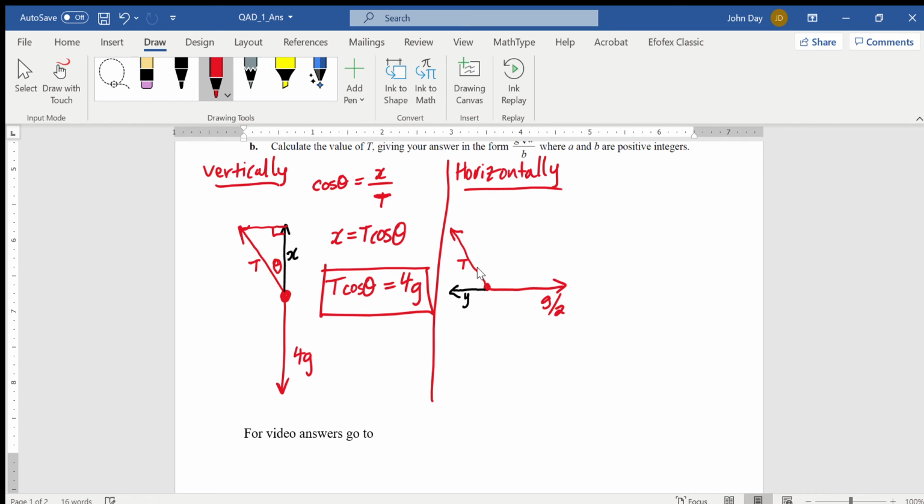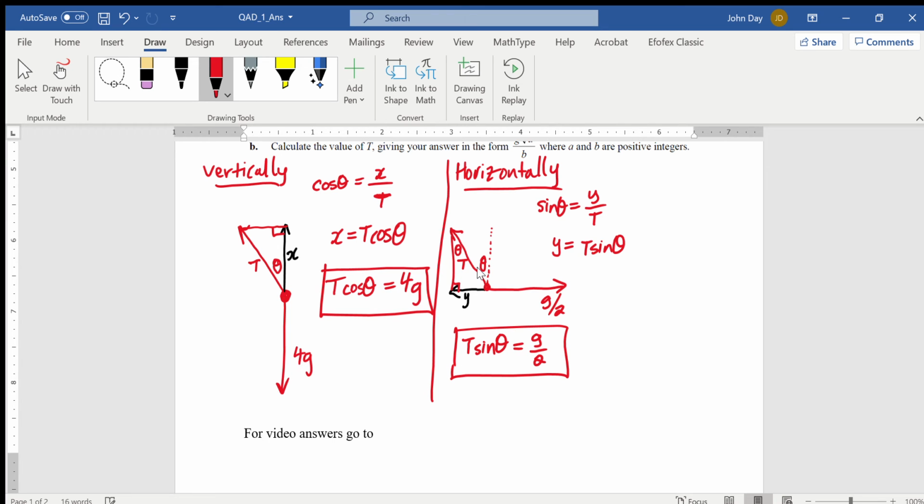Now before, when I did this one up here vertically, I called that theta. So if you want to put theta up in there, because they'll be equal to each other, alternate angles, then I can work out what y is: sine theta equals y over t. So y equals t sine theta. Now that y is equal to G/2 because they're balancing each other out horizontally. So t sine theta is equal to G/2.